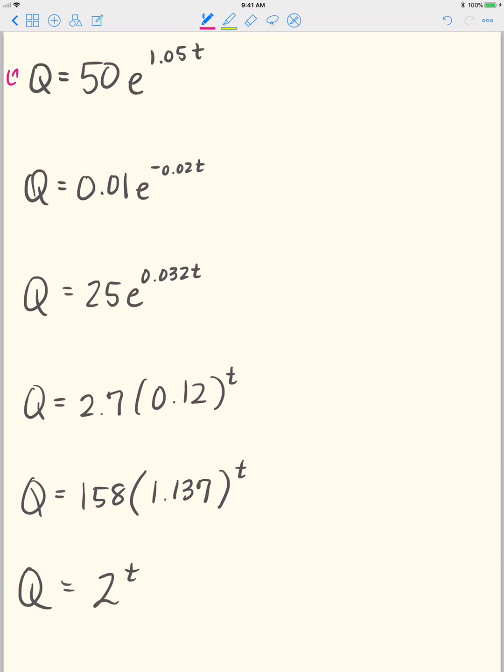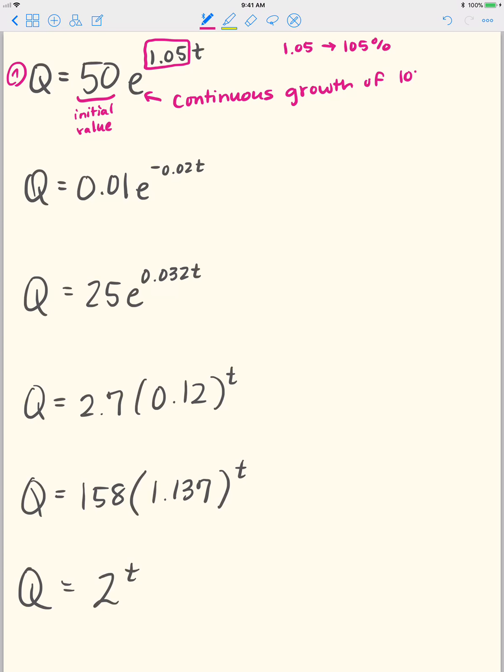So like this first one. It has an initial value of 50, and there's 50 things. But the fact that it has e means it's going to be continuous growth or decay. And if we pull this k value, this 1.05, the decimal 1.05 as a percent would be 105%. So this is representing continuous growth of 105%.